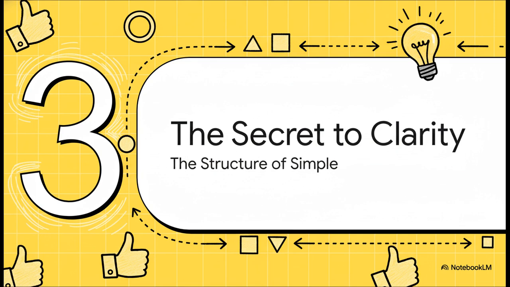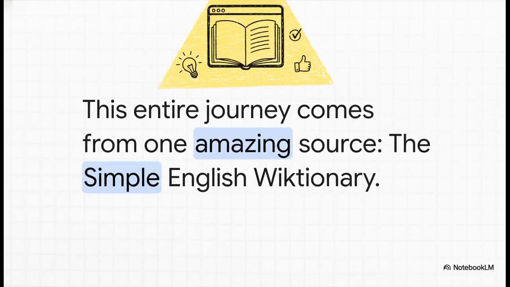The secret isn't actually in the word thumb. It's in the structure of how it was all explained to us. Well, here it is. This is the source of all that clarity. Everything we have just looked at, every single bit of it, comes from this one page on the Simple English Wiktionary. It's a project specifically designed to make ideas accessible by using a framework known as Basic English.